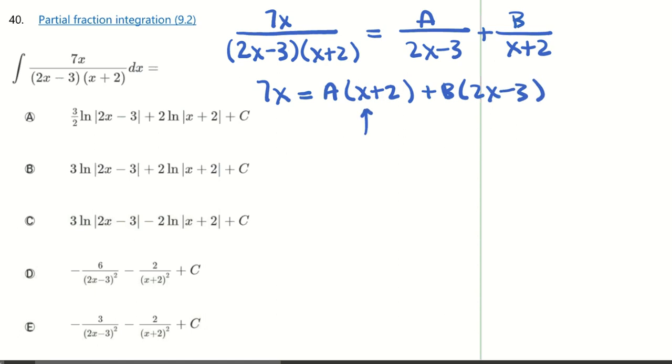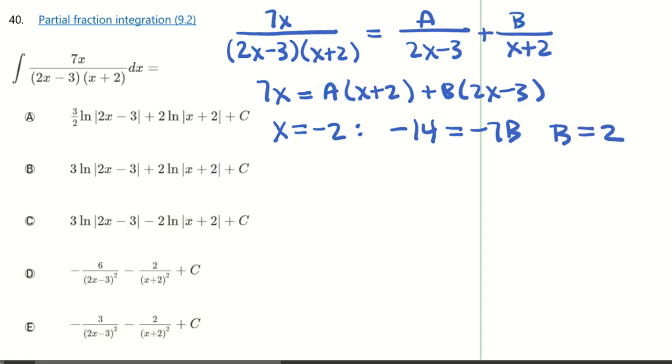And then I need to take actual values of x that will zero out these things that are multiplying a and b, so like x equals negative 2. That would be negative 14 equals negative 4 minus 3 is negative 7 times b. Well, that means that b is going to equal 2.